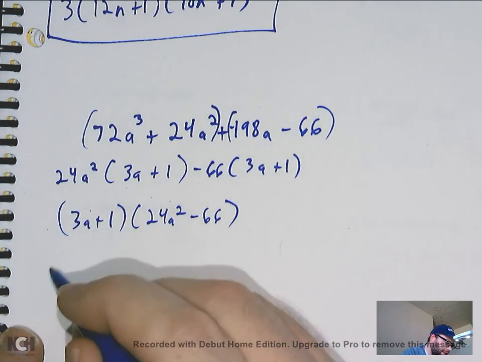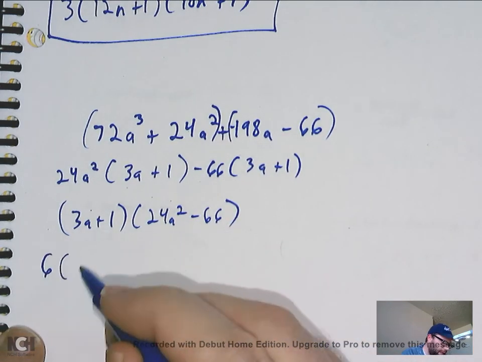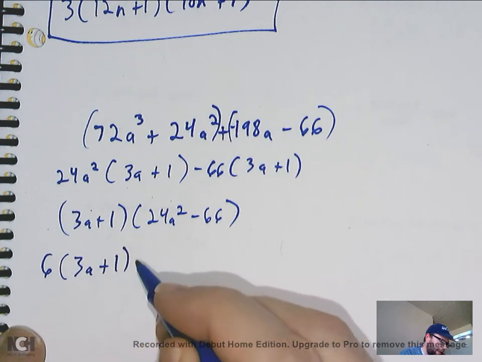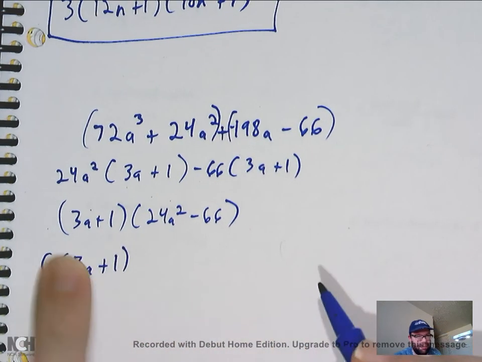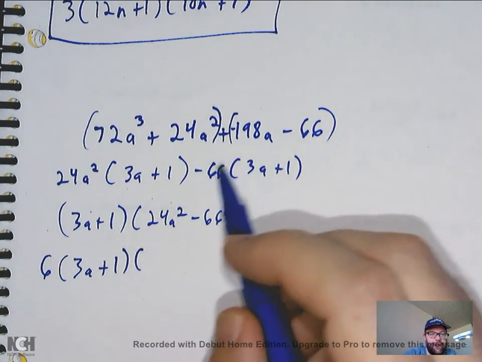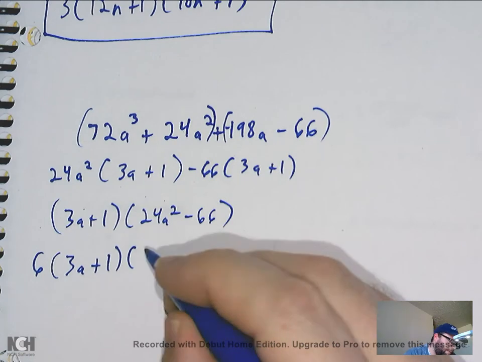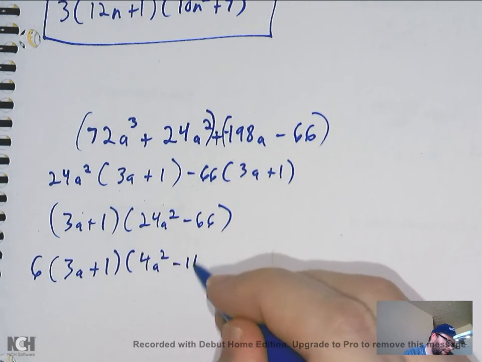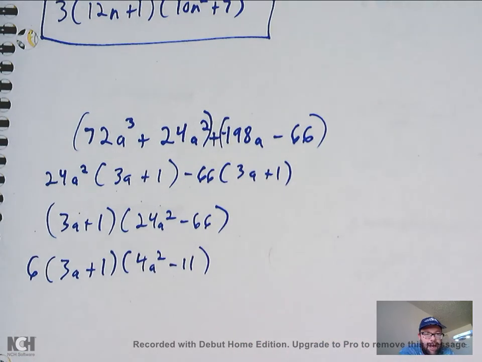So I'm going to take out the 6, and I'm just going to move it to the very front over here. It doesn't really matter where you put the 6, because no matter which one it multiplies through, it's going to end up multiplying to everything anyway. So 6, and then I'm going to be left with 4a squared minus 11. And now it is in its completely factored form, and I have solved it.